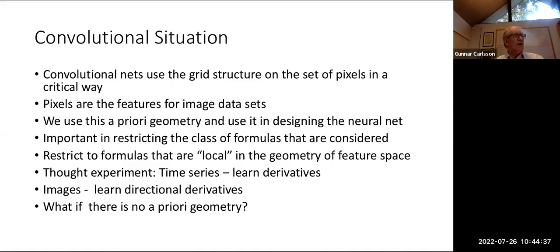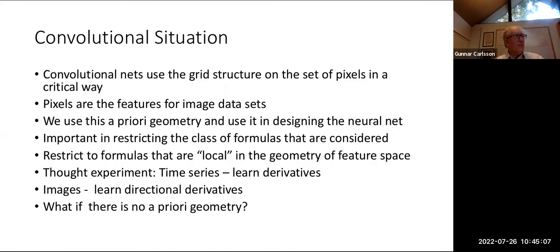Okay, so now here one can build graph neural networks, as they're called. The convolutional situation uses the grid structure on the set of pixels in a critical way. So pixels are the features for image data sets. We use this a priori geometry in designing the neural net and in doing the feature generation or the feature engineering. And it's important in restricting the class of formulas that are considered.